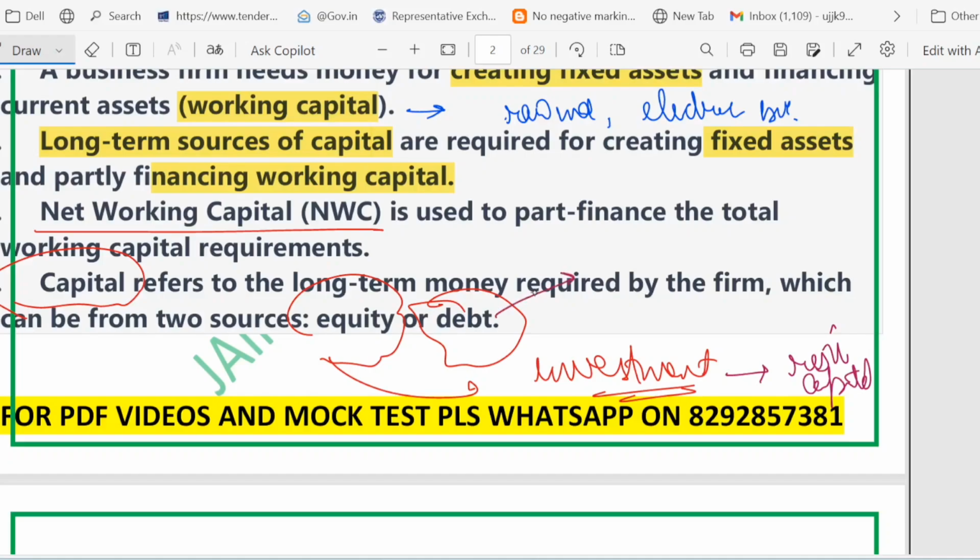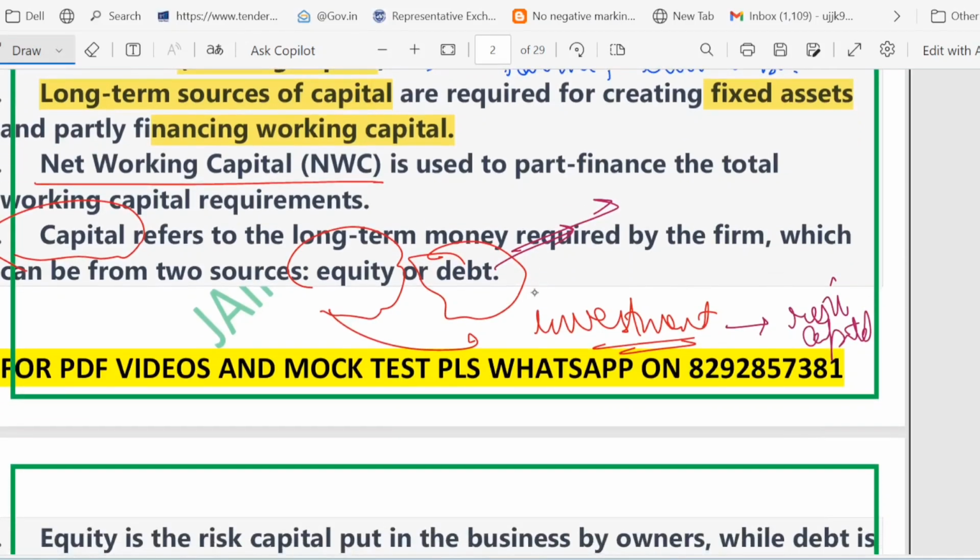The second kind of source of capital is called debt. Debt means money borrowed from a lender, which has to be repaid with interest.